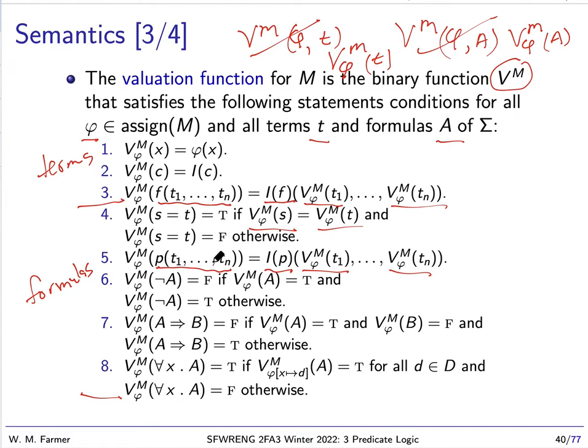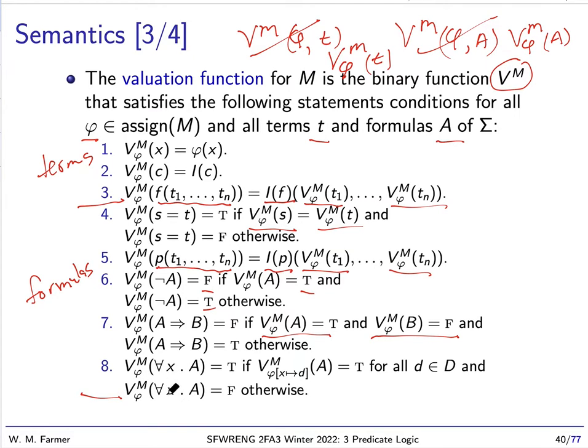Okay, so the value of an equality is true if the value of S equals the value of T. Otherwise, it's false. The value of a negation is false if the value of A is true. Otherwise, it's true. The value of implication is false if the value of A is true and the value of B is false. Otherwise, it's true. So these are pretty straightforward.